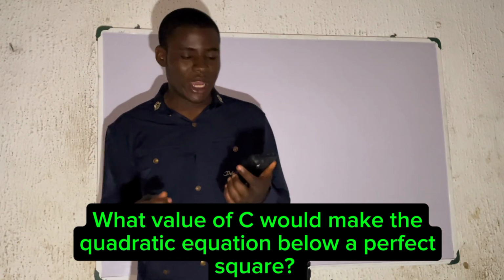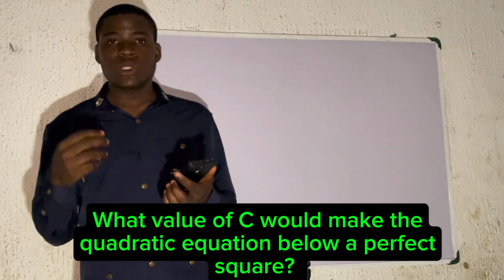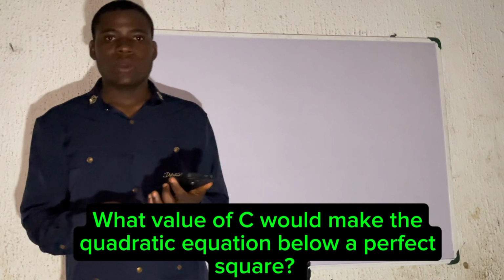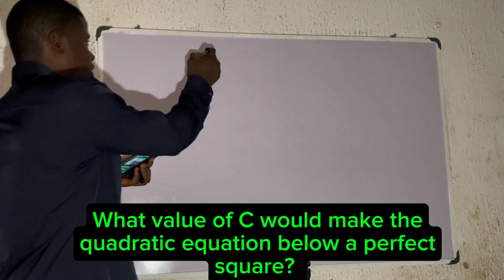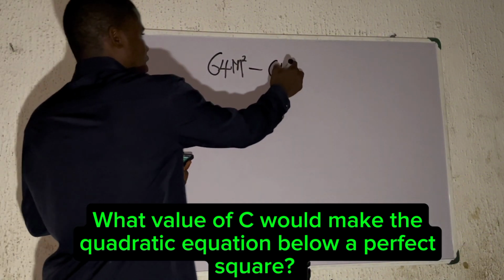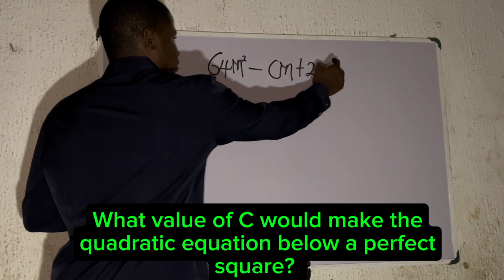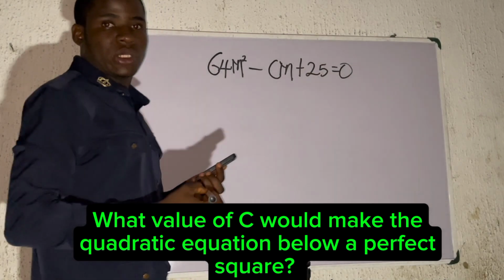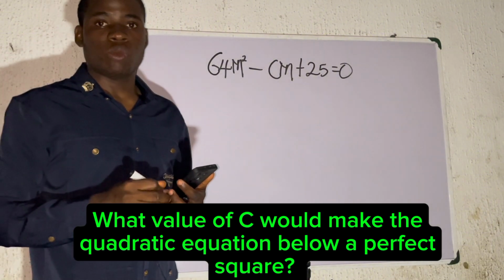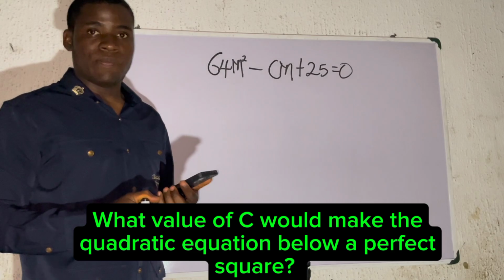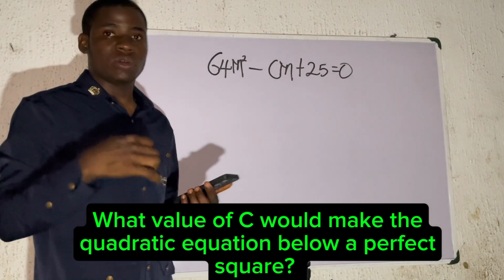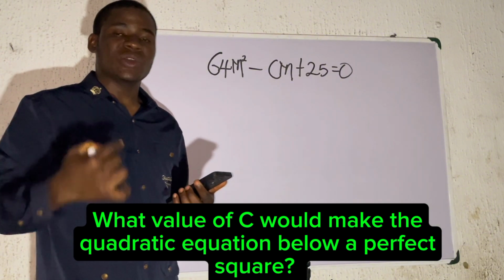On our screen today, we have the question and it says, what value of C would make the quadratic equation below a perfect square? Now, the quadratic equation they provided is 64m squared minus cm plus 25 equals 0. Now, they're asking us what would be the value of C for this quadratic equation to become a perfect square. If you are watching this video, I know by now you should know the conditions that can make a quadratic equation a perfect square.